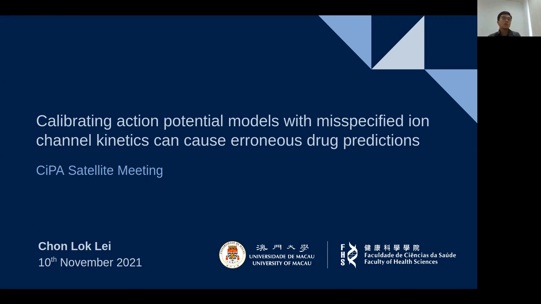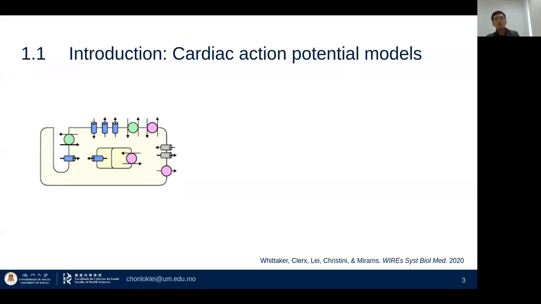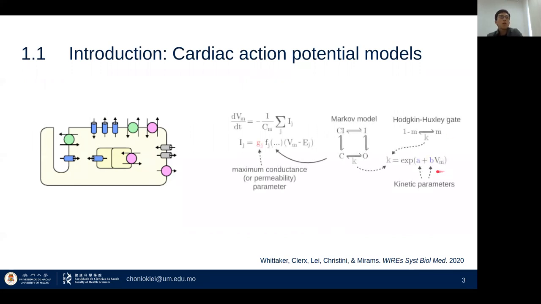So let's get started. First of all, is the model. In this talk, we're interested in cardiac electrophysiology or cardiac action potential models. Often the dynamics of the membrane potential is modeled as the following. We assume that the time derivative of the membrane potential is proportional to the sum of individual currents, Ij, and each current is then usually modeled in terms of three parts.